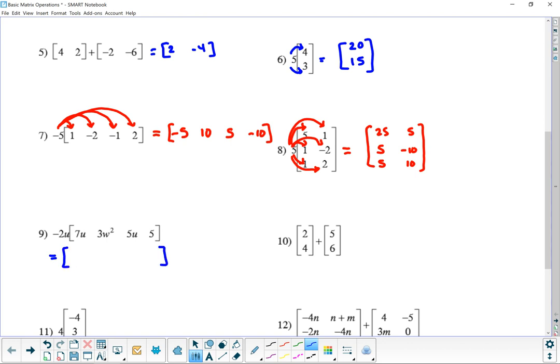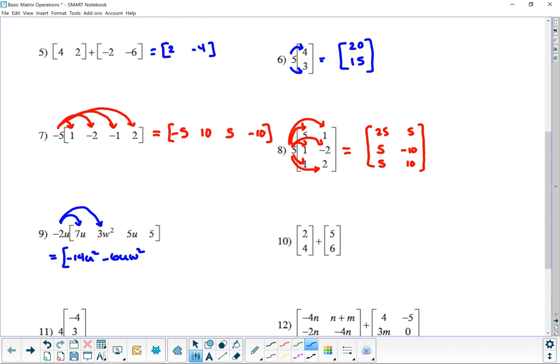Okay, this is where it starts getting a little tricky. You're going to go -2u times 7. It's going to be -14u squared. Oh yeah, my friend. -2u times 3, -6u squared.